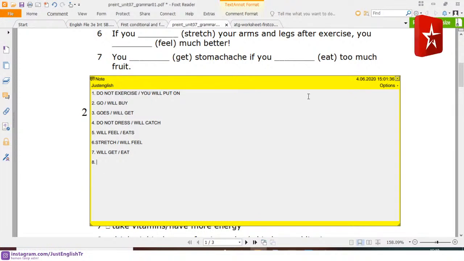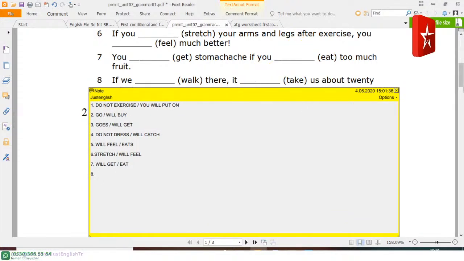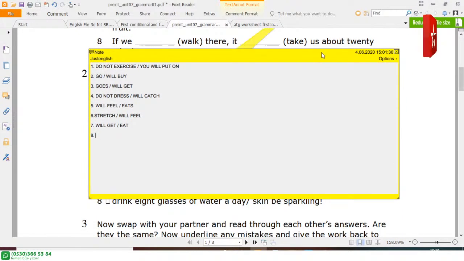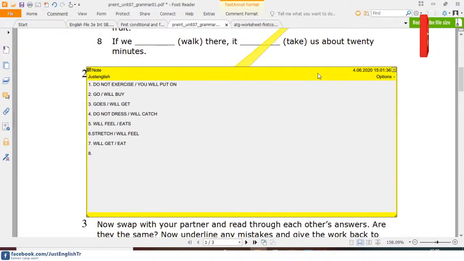Okay. And number 8. Let me show you number 8. If we blah blah blah walk there, eat, and we have a verb take.